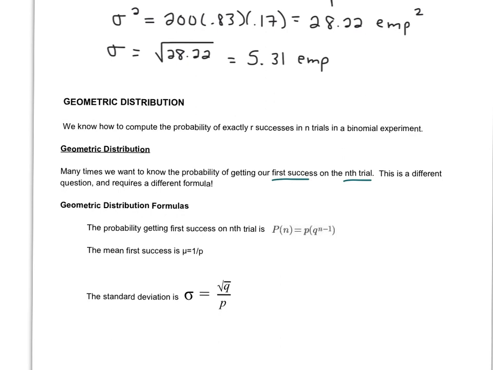So the probability of getting the first success on the nth trial is simply p times q to the n minus 1. So very simple. You take the probability of it happening times the probability of not happening to the n minus 1 power. We also have a mean and standard deviation. These are not used quite as often as the binomial one. We use that a lot more often. But you can see the mean is 1 over p. So that's what you'd expect. Expected value, mean, same thing. And the standard deviation is the square root of q over p. Okay?